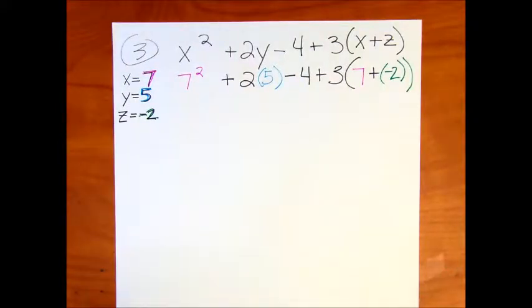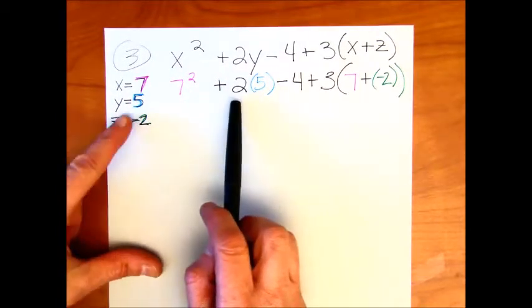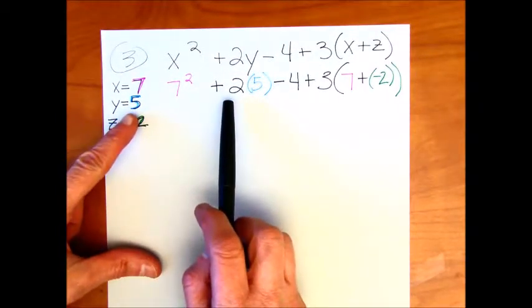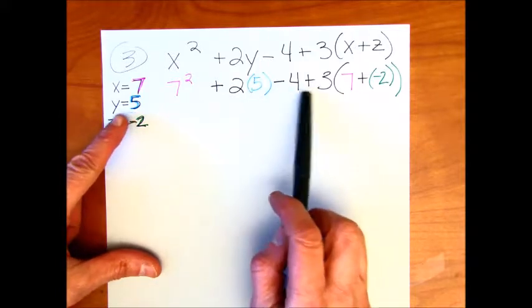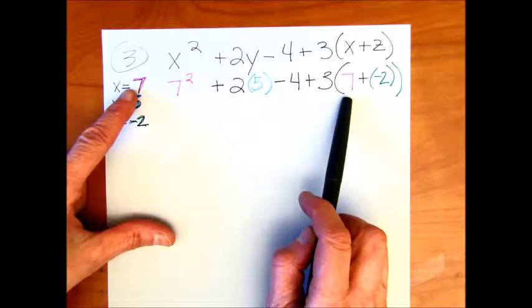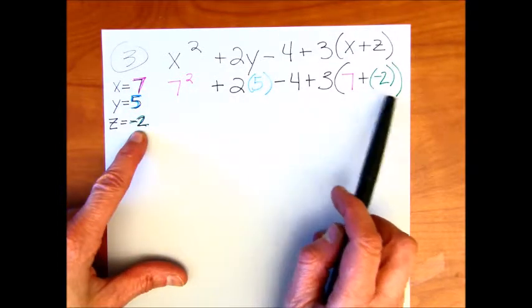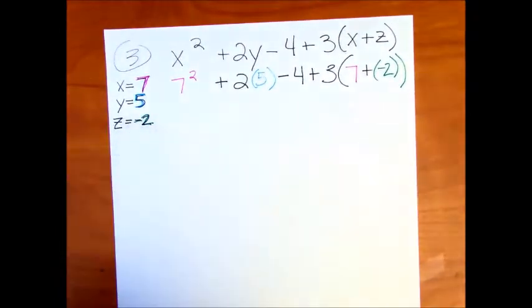Okay? So let's just make sure I wrote that down correctly, because there's a lot going on. We had an x squared, so that's going to be 7 squared, plus 2y, so that'd be plus 2 times 5, minus 4 plus 3 times the quantity of an x, which would be 7, plus z, which would be negative 2. Okay. All right, looks like I did that correct. And oftentimes people make mistakes just rewriting it, and so you want to be really careful with that.